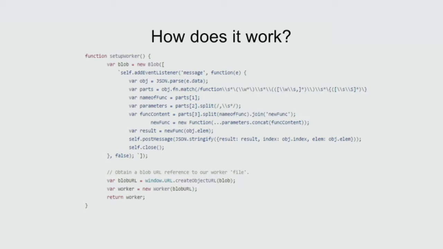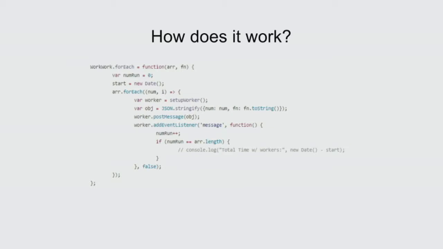And then you send that string to the web worker for it to do its thing, and then send you back the results or do whatever you want with it, for example, console log, etc. And so, for example, for the forEach method, first you iterate through each element in the array. You create the worker, you set up the worker using the function that I just made before, and then you stringify the function that you passed in, which is an algorithm, and the number, and then you send that to the worker for it to process.